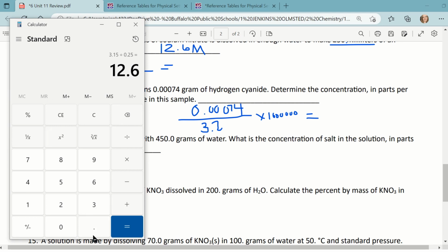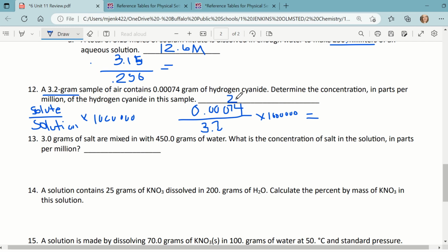Move it on this side. Okay, so we have 0.00074 divided by 3.2 equals, times 1, 2, 3, 4, 5, 6 zeros, a million. So 231 ppm, parts per million.